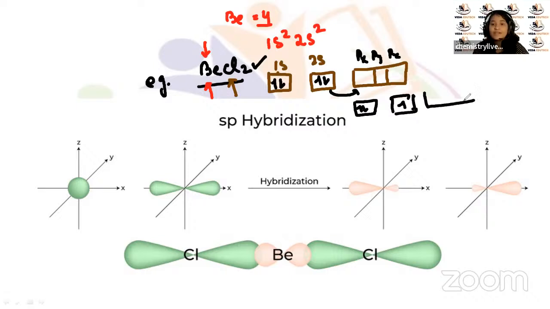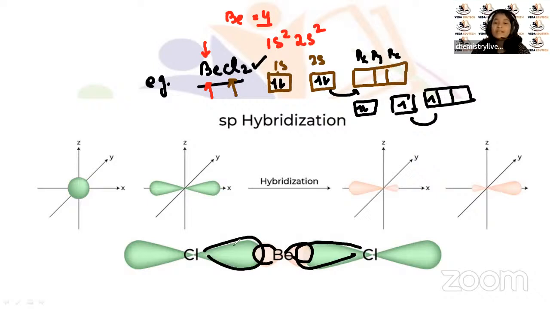So this is 1 and there it's going to be 1 more. Here nothing is there. So you are going to combine this and you are going to get sp hybrid orbital. And out of that you got here. So beryllium is having your sp hybrid orbital here. And now chlorine is coming and combining with it. So that's how you get your BeCl2.